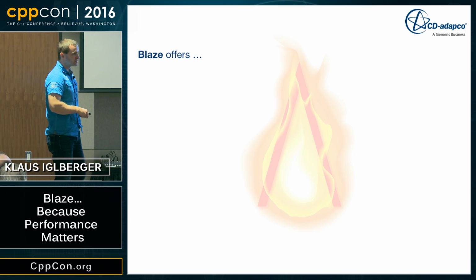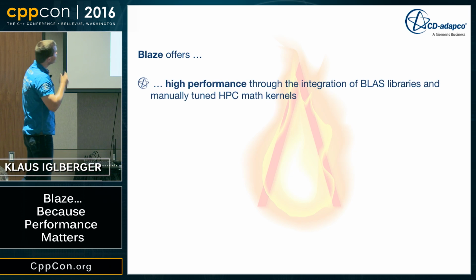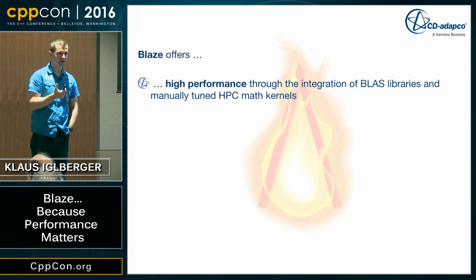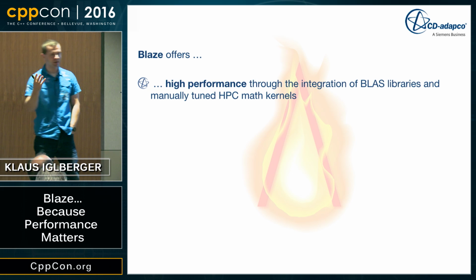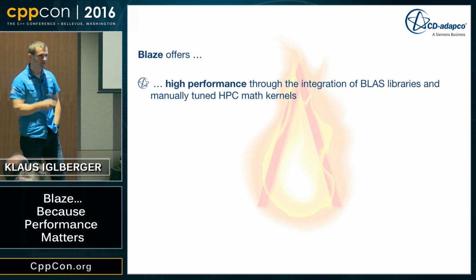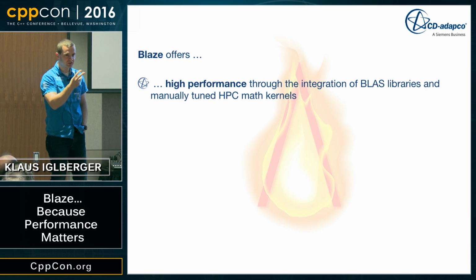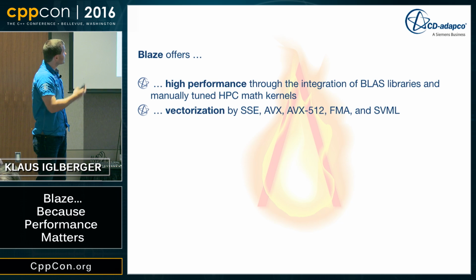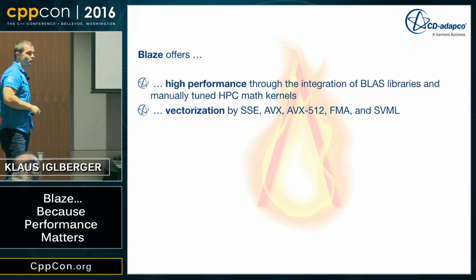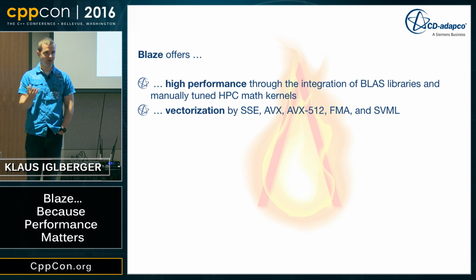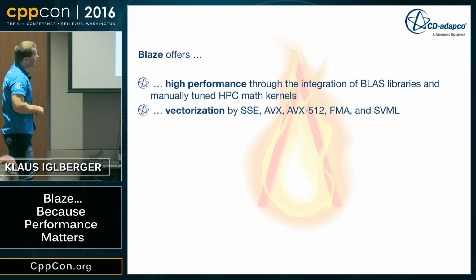To give you a little bit of sales information, Blaze is offering you high performance, both through the integration of BLAS kernels. So you can use a BLAS library, also a LAPACK library in the back, and it will just call into these libraries. Also, it has a couple of manually tuned kernels, and it alternates between these two alternatives depending on the situation. It is using explicit vectorization, both by SSE, AVX, AVX-512, this is the AVX for Knights Corner, Knights Landing, so the new Xeon Phi architectures, fused multiply-add, and Intel's SVML.